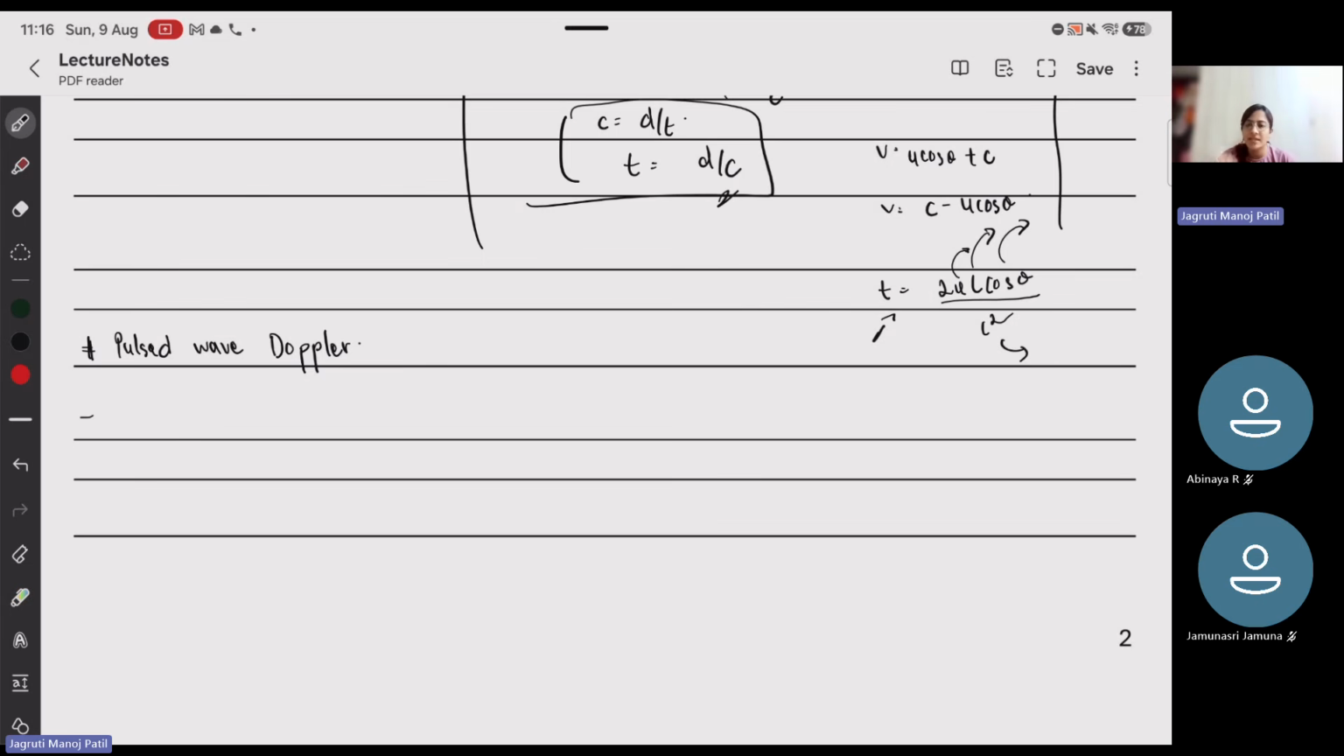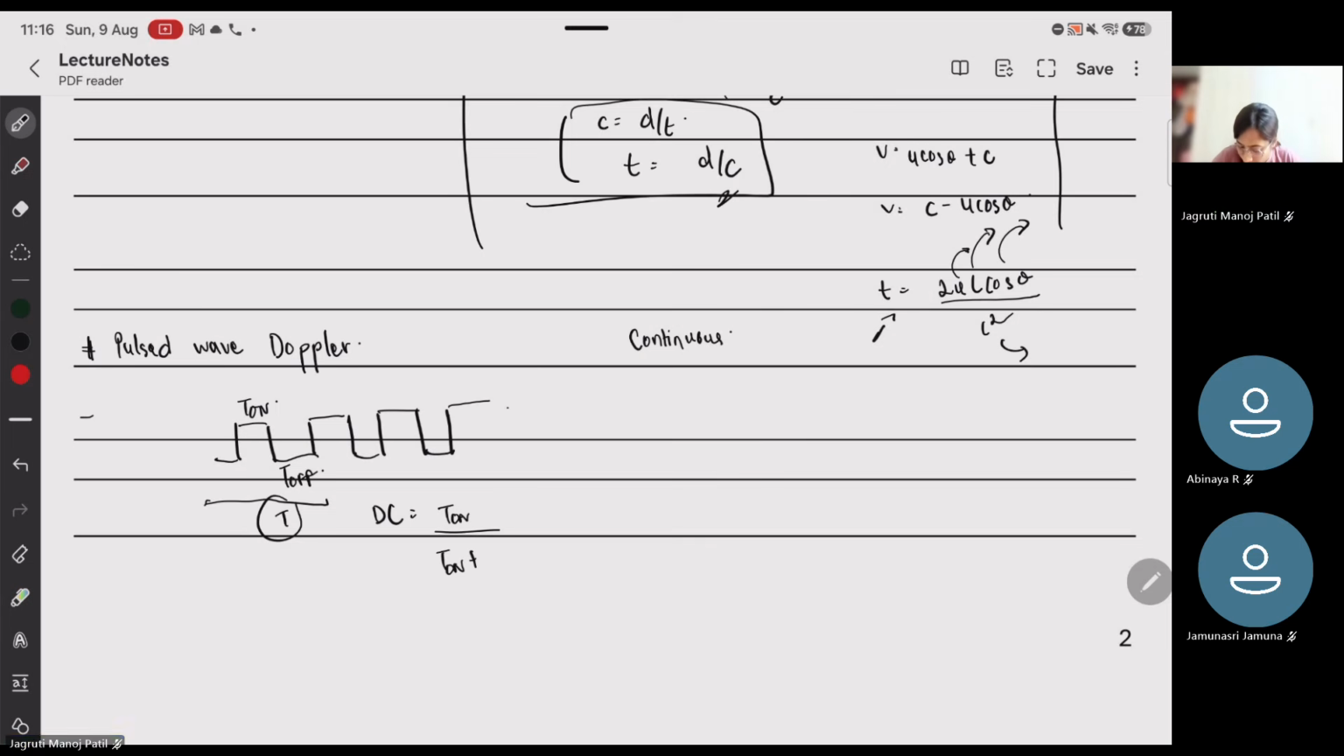Whereas continuous is continuously doing it in varying spatial and temporal domains. So here also you have two things: one is your pulse wave and the other is your continuous mode. Continuous is what we have been looking at till now, and pulsed will change over time like this. Let's say this is T on, this is T off, and I'm looking at this period T. So my duty cycle can be given as T on divided by T on plus T off.